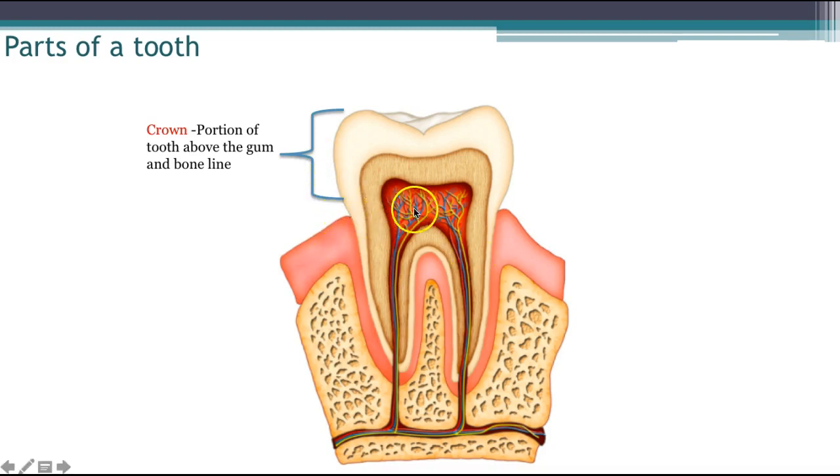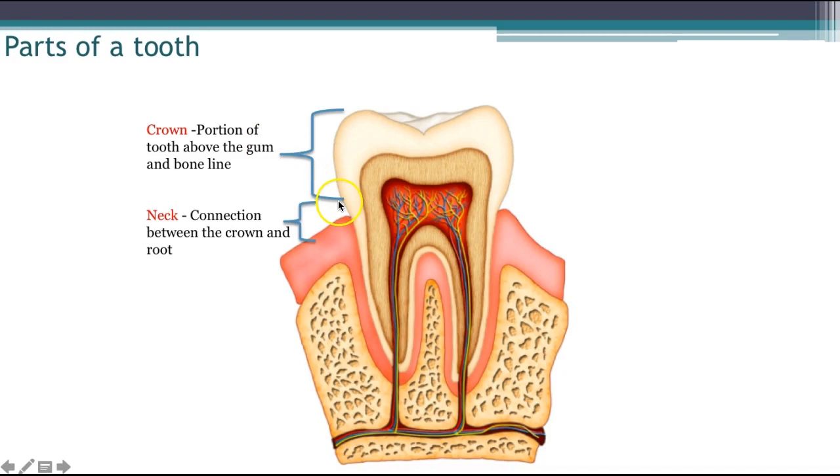So this is our gum line right here. And whatever you can see in your mouth, which is above the gum, is the part that you brush. This is the part that tends to get cavities pretty often. This is basically what you see when you open your mouth. So that part is called the crown.